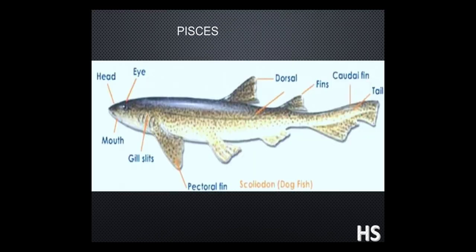See, this is a basic diagram. We can't go into detail about this part because no labeling has been done for the Pisces. You just have to see this part. This is the fish and these are the gill slits, from which it is going to respire.